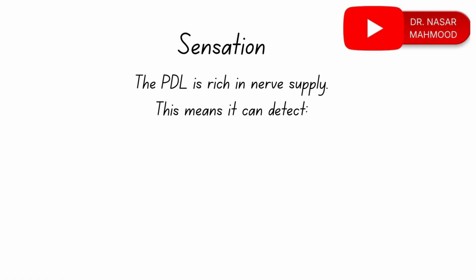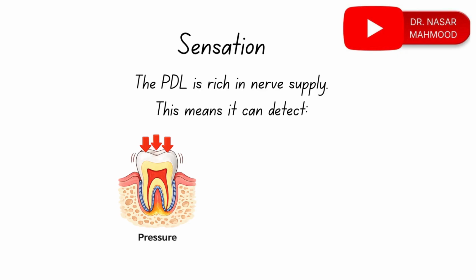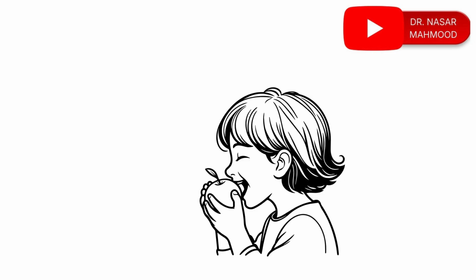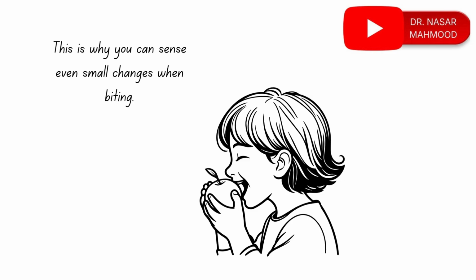Sensation. The periodontal ligament is rich in nerve supply. This means it can detect pressure, movement, pain. This is why it can sense even small changes when biting.